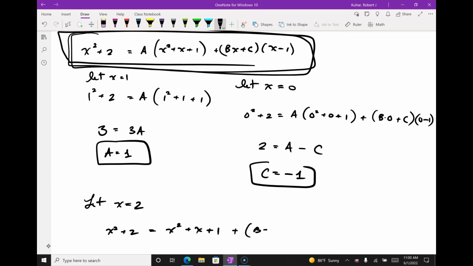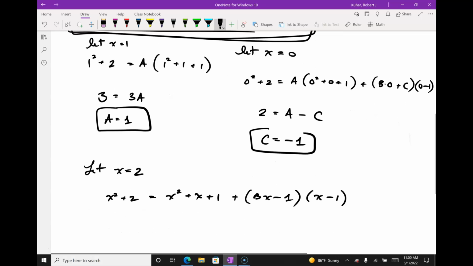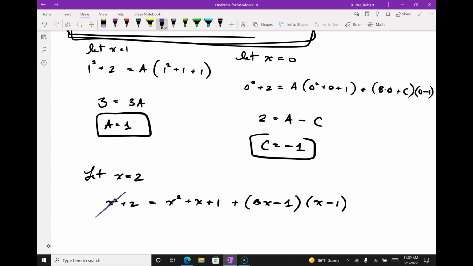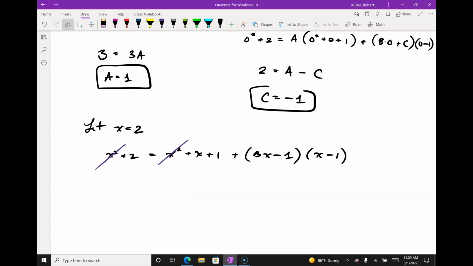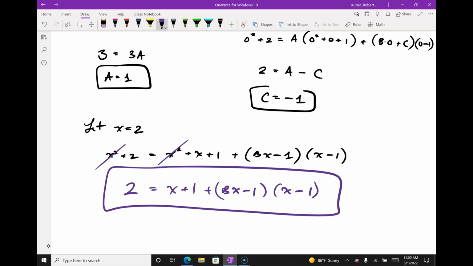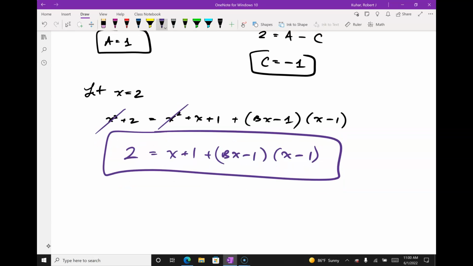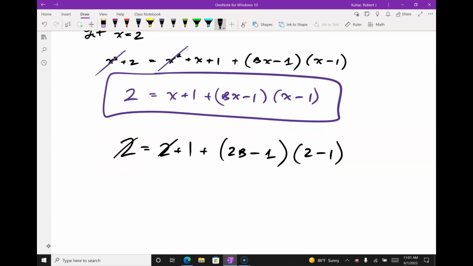plus bx minus 1 times x minus 1. So you see here, I'm just redoing my whole piece, right? Those x squareds are going to cancel. I'm just trying to simplify as much as I can here, right? So my new generator is 2 equals x plus 1 plus bx minus 1 times x minus 1. That's what I'm going to use to generate the value of B when I pick x equals 2. What do you know? B is 0.